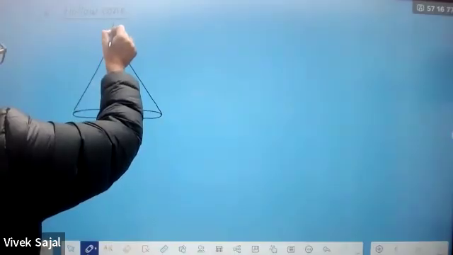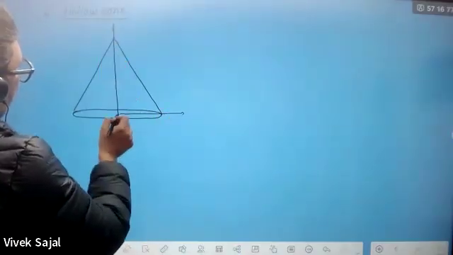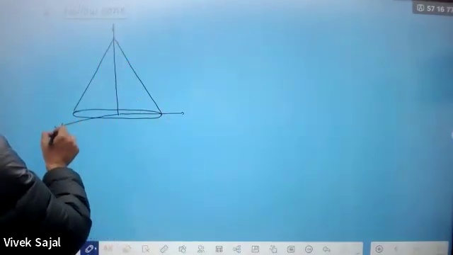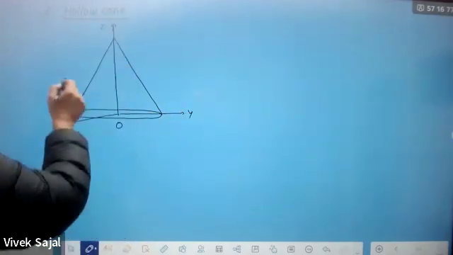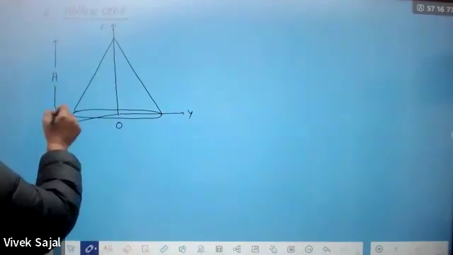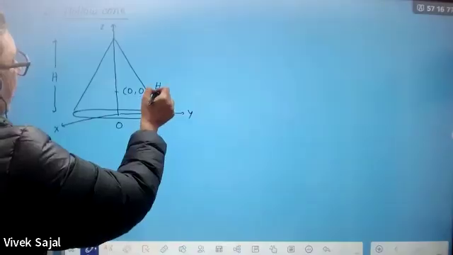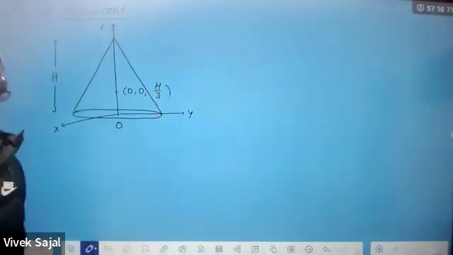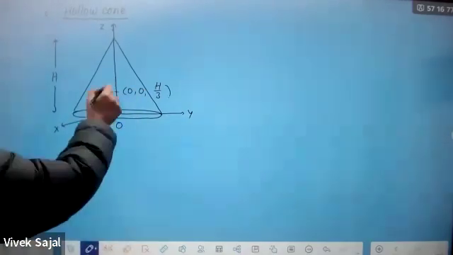So here this will be x, this will be y, and this will be z. If the height of this is h, then the center of mass will be at h by 3. Okay, it should be 0, 0, and h by 3. It will be in case of a hollow sphere. In case of hollow sphere, this will be at 0, 0, h by 3. This will be the center of mass.